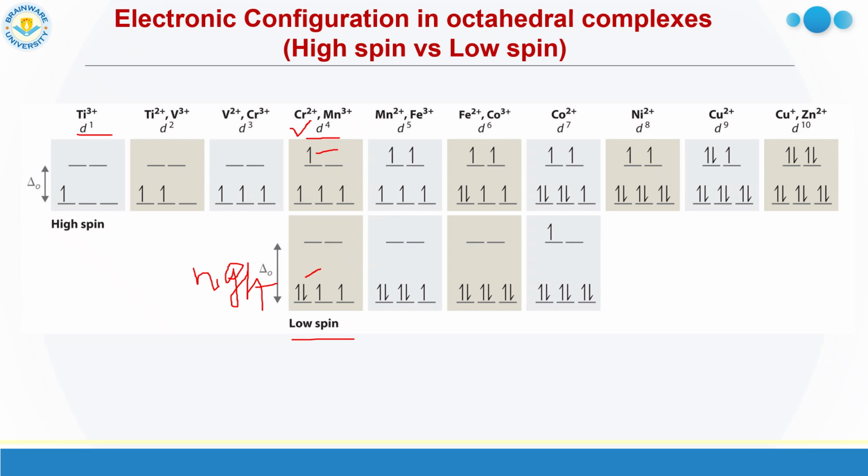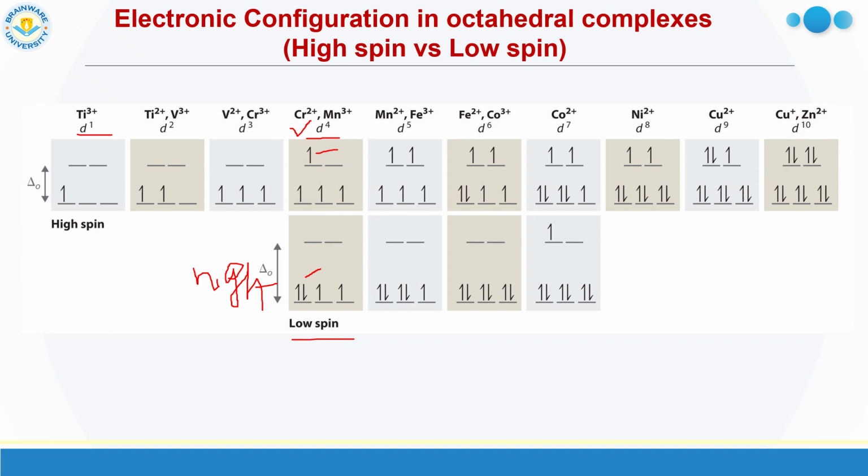Similarly, you can see d6. For d6 low spin, all the electrons are paired up. For d6 high spin, what happens? First t2g set, first orbital one electron, second orbital one, third one, then eg set, first orbital one, second orbital one. Then we have five electrons, so the sixth electron is to be placed in the t2g set with the pairing energy. Always we have to start from lower energy.